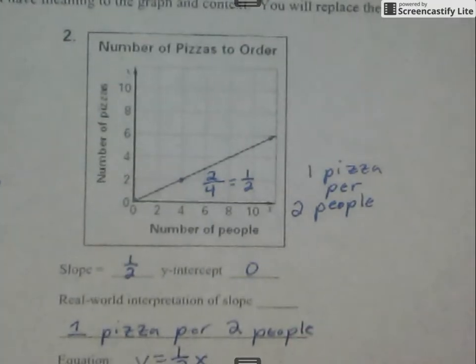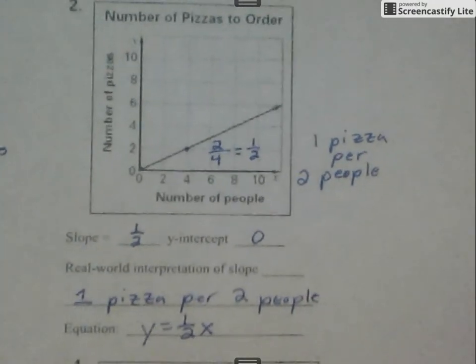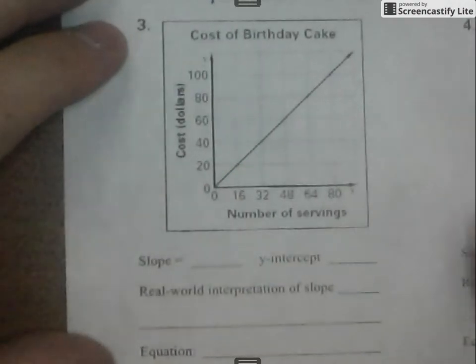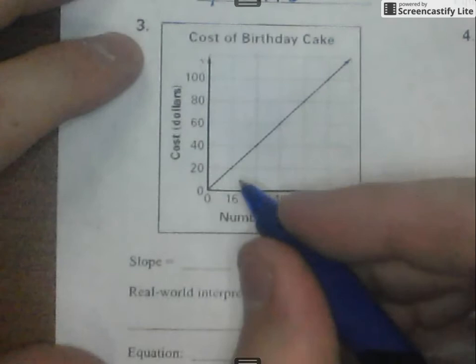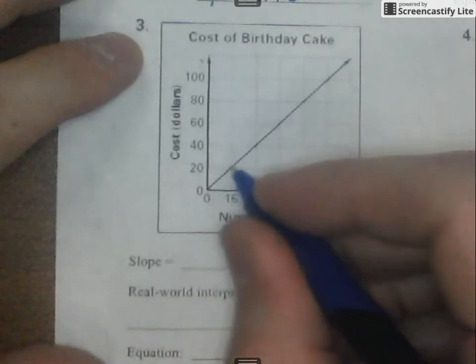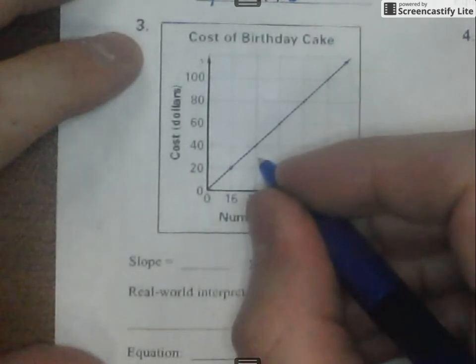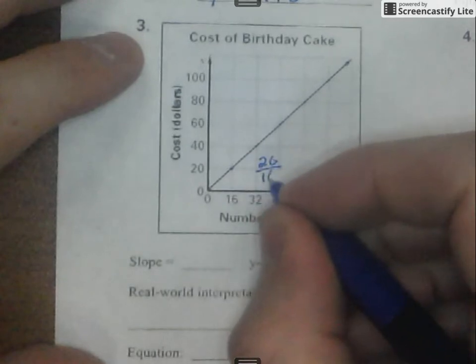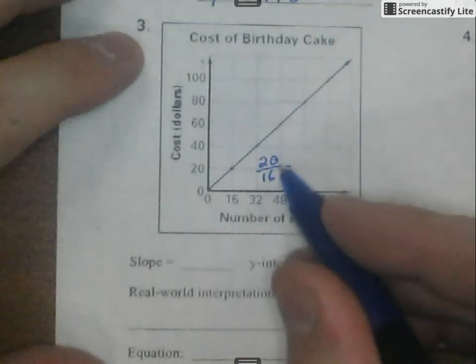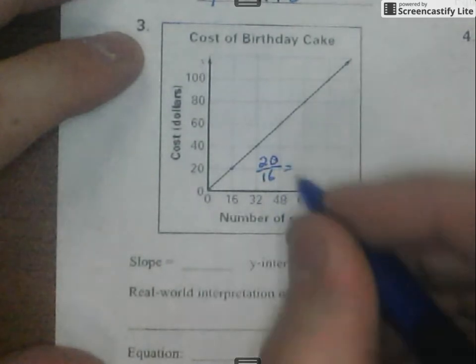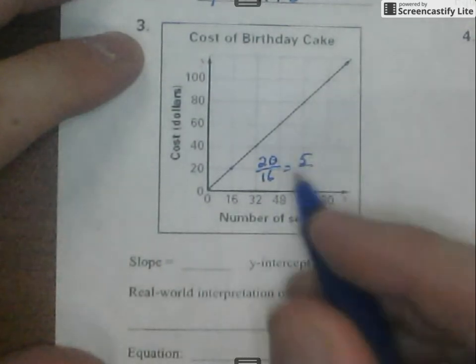On our next one, number 3, the cost of birthday cake. We have the cost on the y and the number of servings on the x. My slope is going to be rise over run. So I go up 20 over 16. If I reduce this, I know 4 goes into both of these. So 20 divided by 4 is 5, and 16 divided by 4 is 4. So I have 5 over 4.